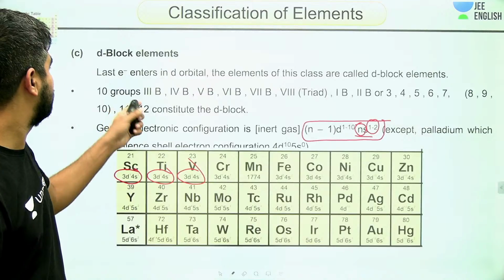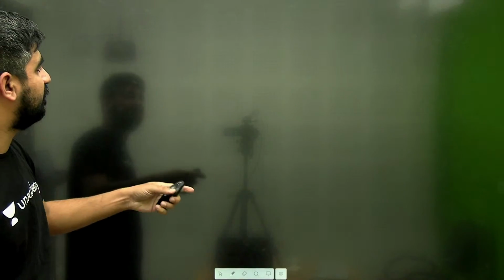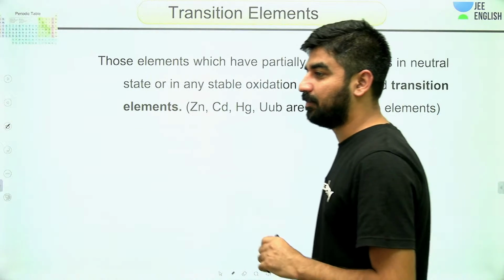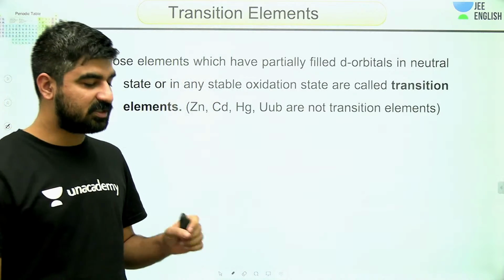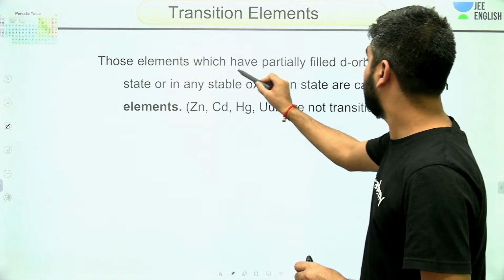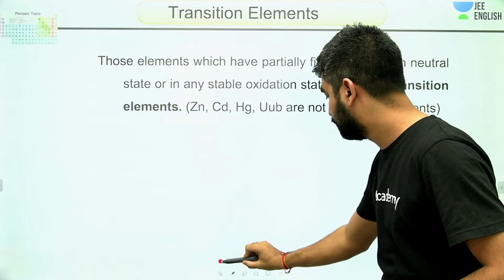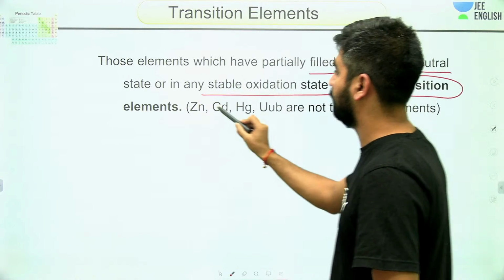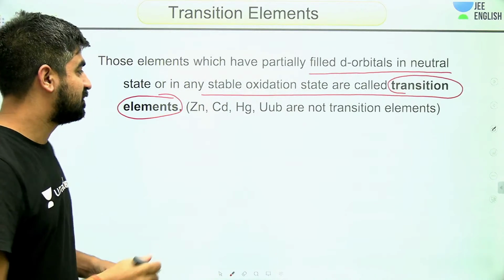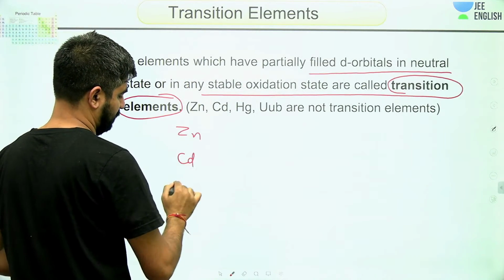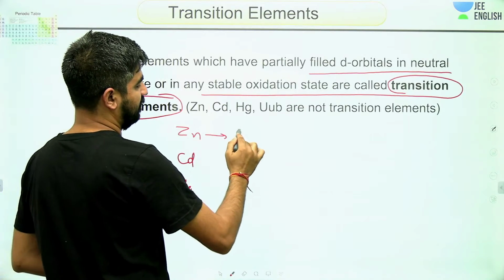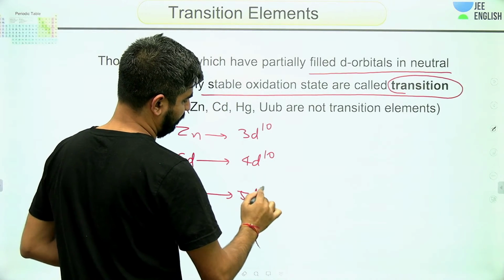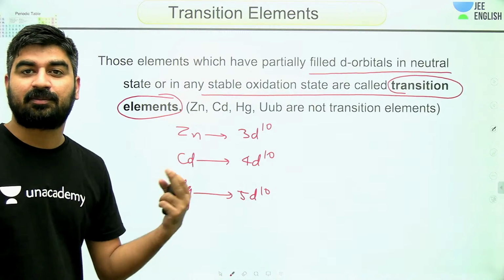Okay. So guys, d block, now we are done. These are d block. Yes, d block and transition elements, there is a minute difference between them. What is the difference? These elements which have partially filled d orbitals in the neutral state or any stable oxidation state are called transition elements, right? So zinc, cadmium and mercury. Zinc is having 3d10, 4d10, 5d10. So their d subshell is completely filled.